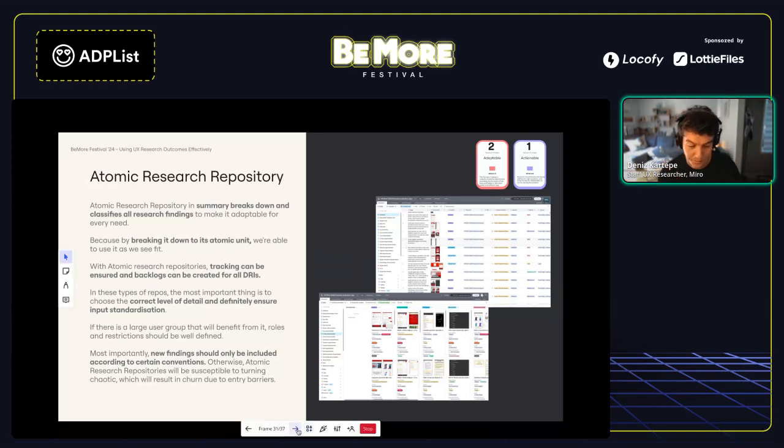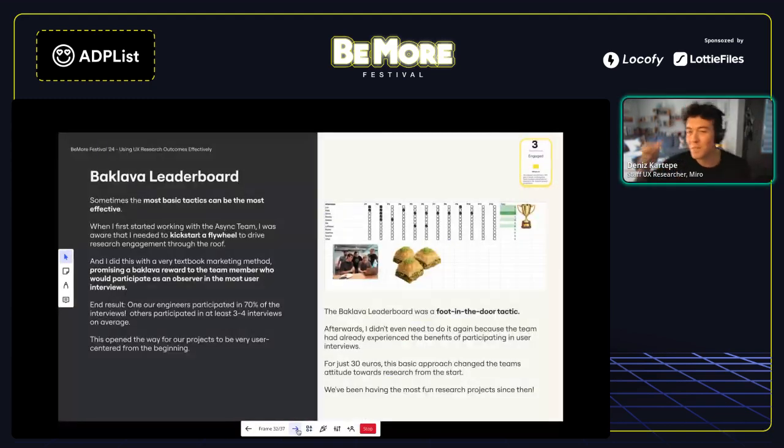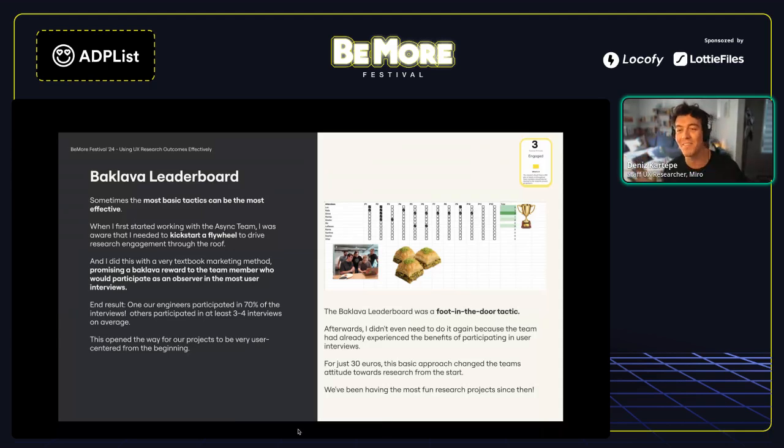So it's very strong. Now, speaking of super complex methodologies, I want to talk about one of the simplest methodologies that is equally effective, and it is amazing. Sometimes the most basic tactics can be the most effective. And when I first started with the async team, the team that I told you, my favorite one, 3 years ago, I was aware that I needed to kickstart a flywheel where everyone would get super engaged, right? And what I wanted to do was nothing complex at all.